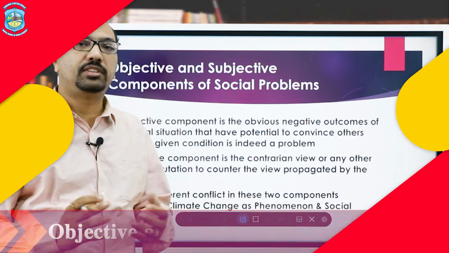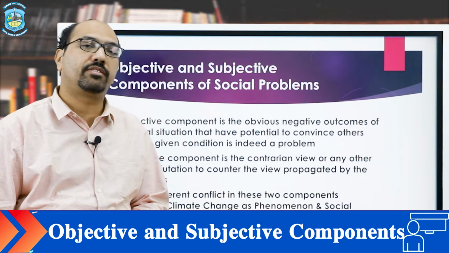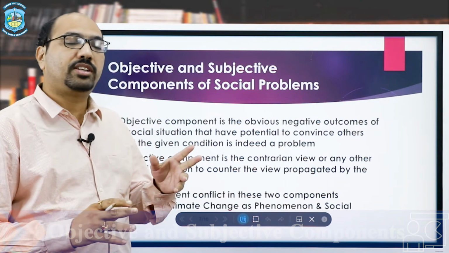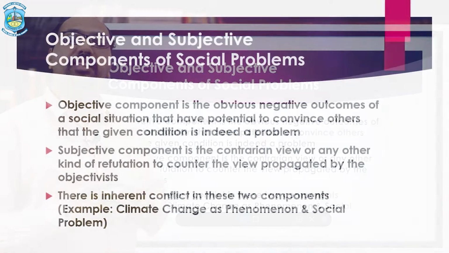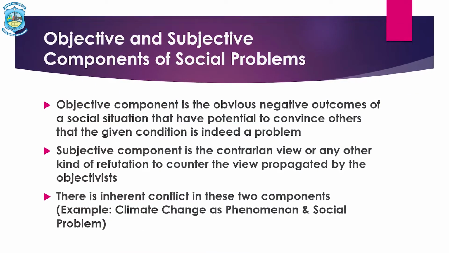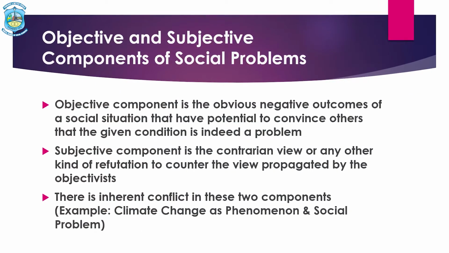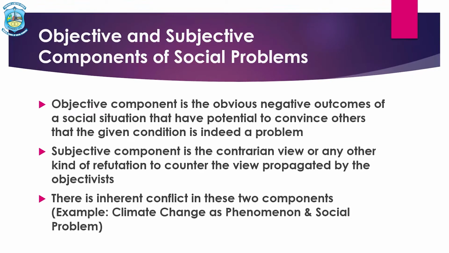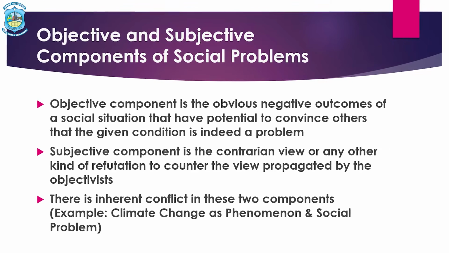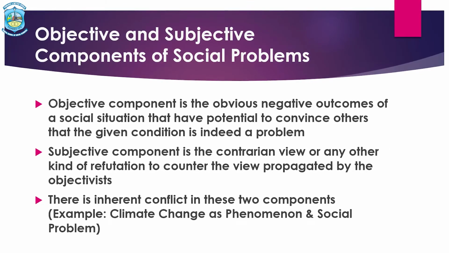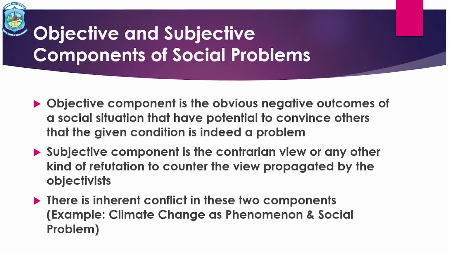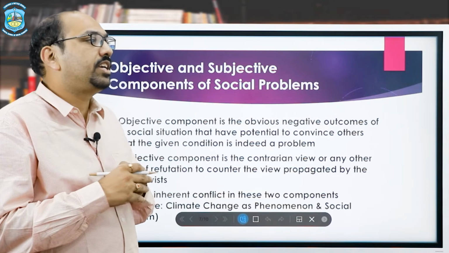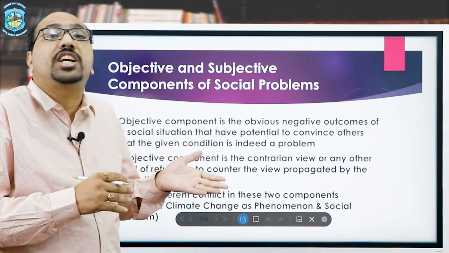Let us briefly understand the objective and subjective components of social problem. In a very simple way, let me put it this way: the objective component is that aspect of a social problem which gets other people convinced about the problem, or which really helps to understand why this particular situation should be considered a problem. So it is an objective component, right? It has no influencers involved, but it's very objective, it's very fair, and it logically argues this.